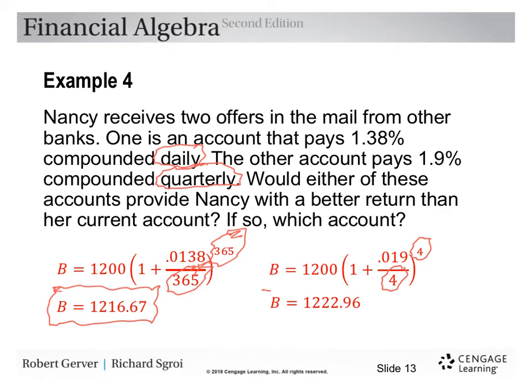And we come out with a value of 1222.96. And this is actually better than her previous offer. It's better than this first offer. So even though this was compounded only quarterly, the interest rate was high enough that this was the better return for Nancy.